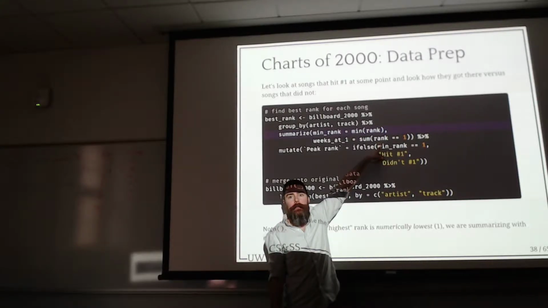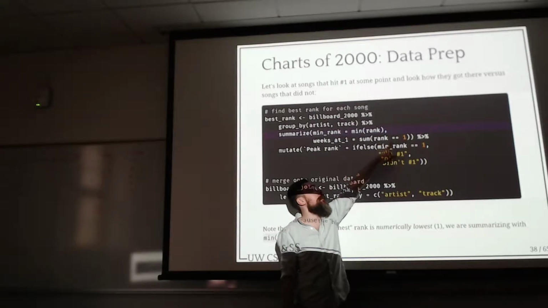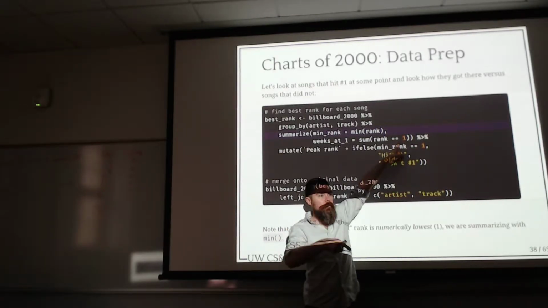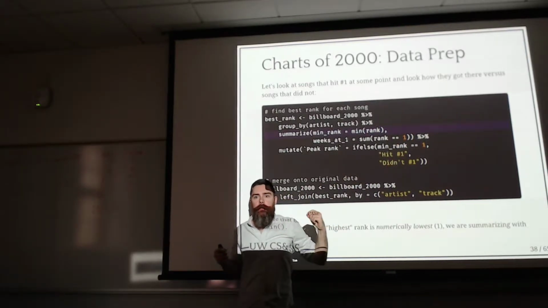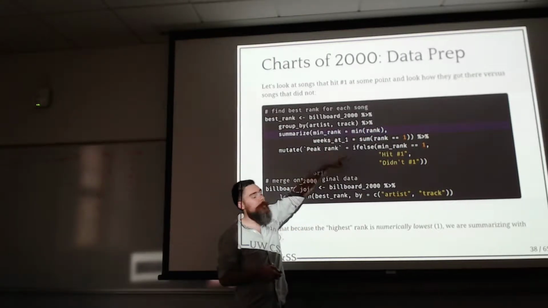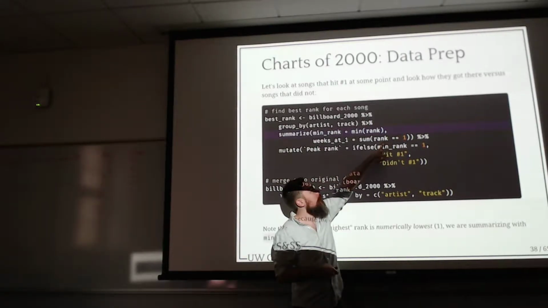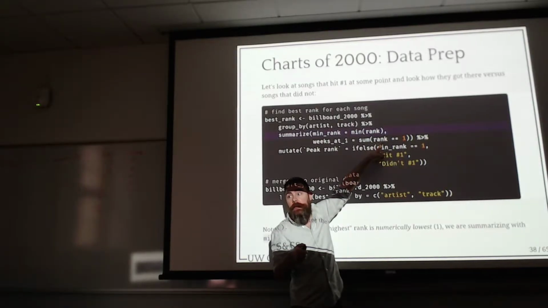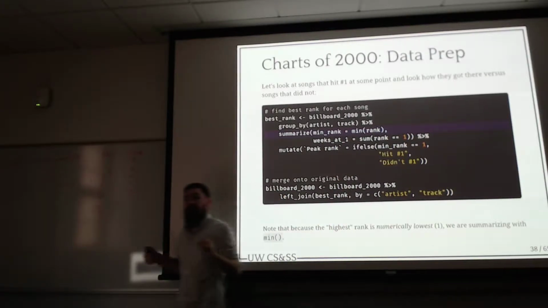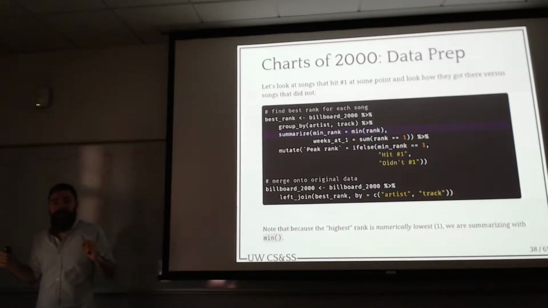Do they have a guess on why this works? What is rank equals 1 producing? Trues and falses, or 1s and 0s. Okay? Because trues are also a 1, and falses are also a 0, you can get the number of weeks it was at number 1 by getting a bunch of trues for every time a song was at number 1 and falses for when it wasn't, adding them all together, and that gives you the number of weeks it was at number 1. You're summing up a logical vector.